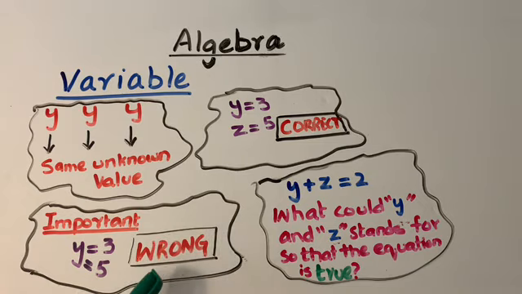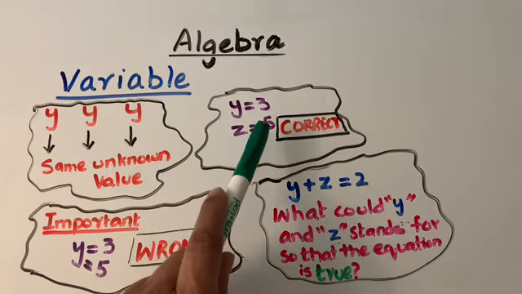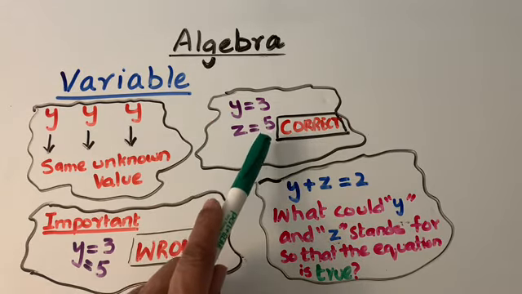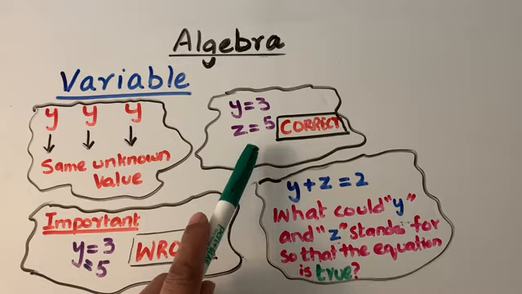This is wrong. So what should we do if we have a problem like this? In that case, we should assign two different symbols, like y equals 3 and z equals 5. So this is the correct approach.